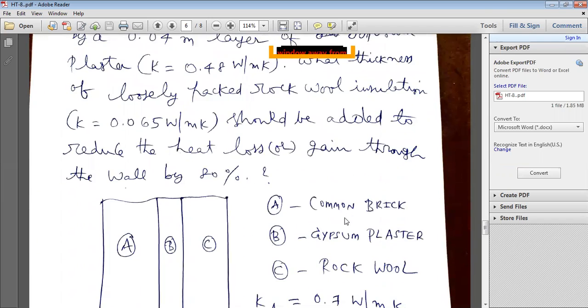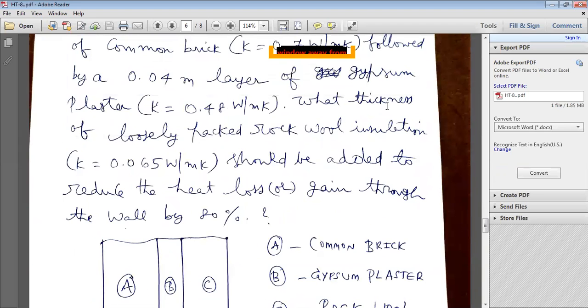Next, what thickness of loosely packed rock wool insulation of thermal conductivity 0.065 watt per meter Kelvin should be added to reduce the heat loss or gain through the wall by 80%? Heat loss or gain, sometimes gain, sometimes loss will be there.